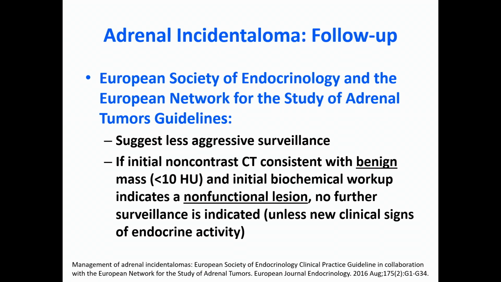In contrast to the prior slide, the European Society of Endocrinology and European Network for the Study of Adrenal Tumors guidelines have a less active surveillance protocol.